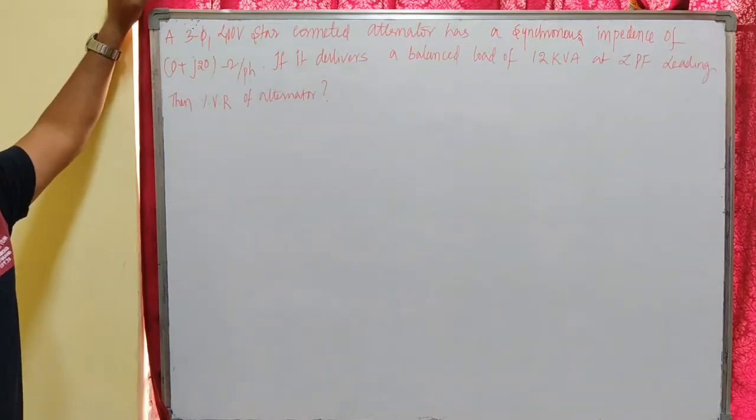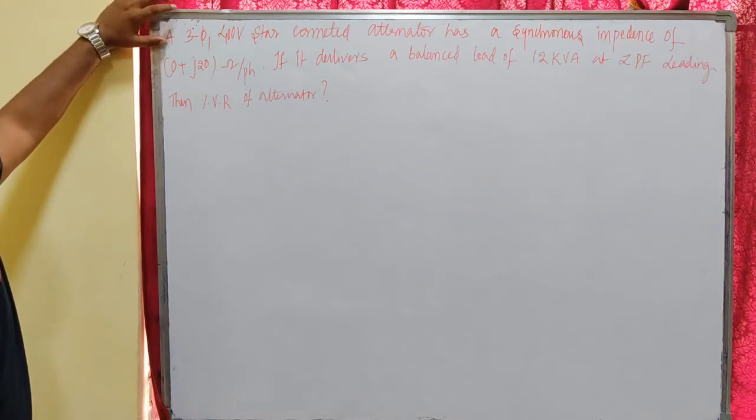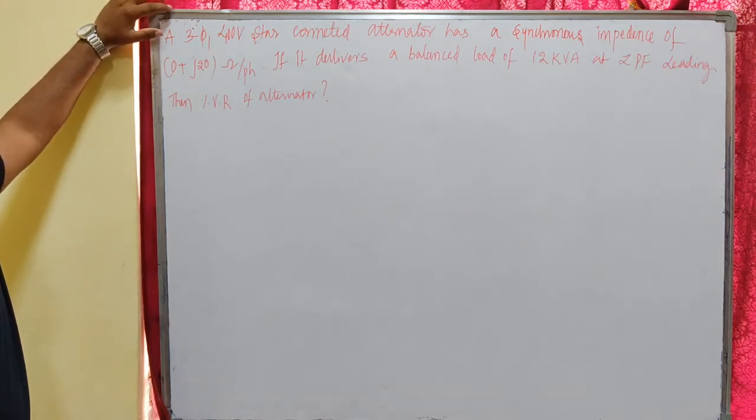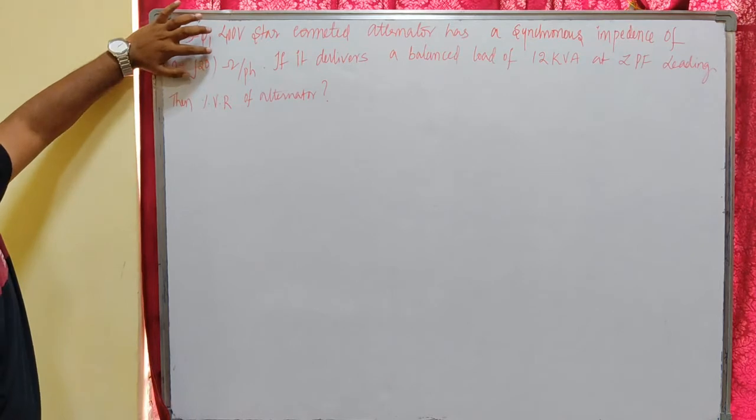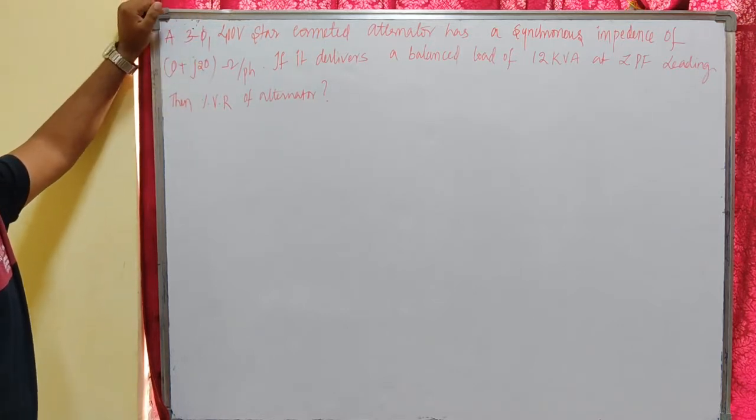So let us have a problem on voltage regulation so that you can understand the concept. Here is a problem. A 3-phase 400 volts star connected alternator has a synchronous impedance of 0 plus j20 ohm per phase. If it delivers a balanced load of 12 kVA at 0 power factor leading, what is the percentage voltage regulation of the alternator?